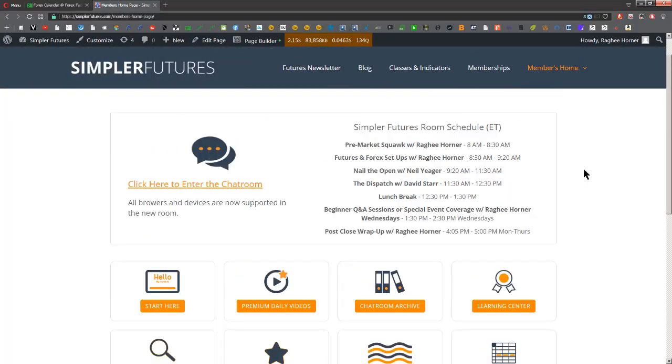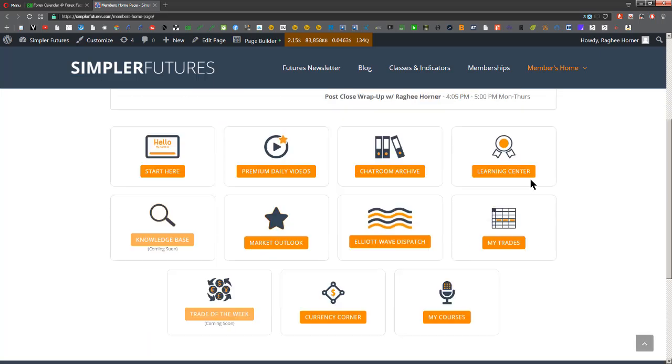So actually, by the way, if you've never seen the members dashboard, here it is, our chat schedule, and then the different access you get as a silver or gold member. Gold members, of course, get the archive and the chat room. Silver members get everything else, but one of the things all members get are the trades, and this is the spreadsheet that I'm talking about.